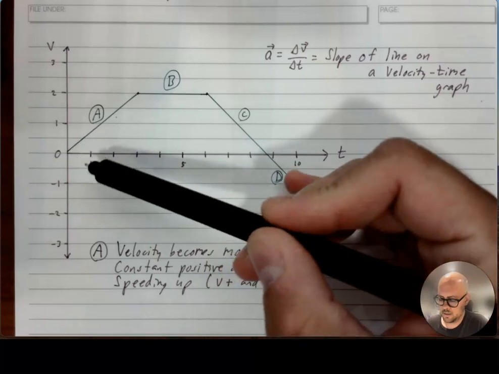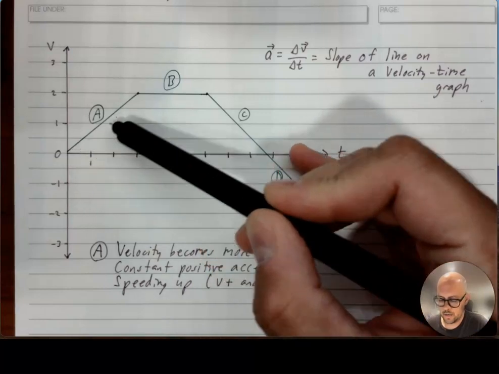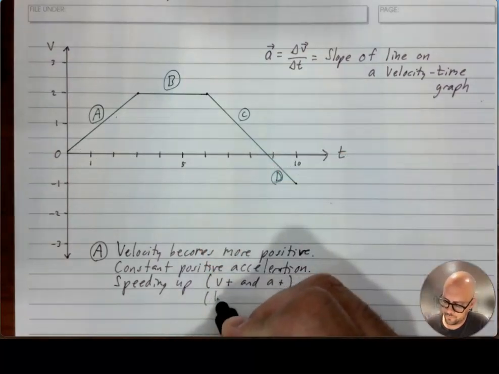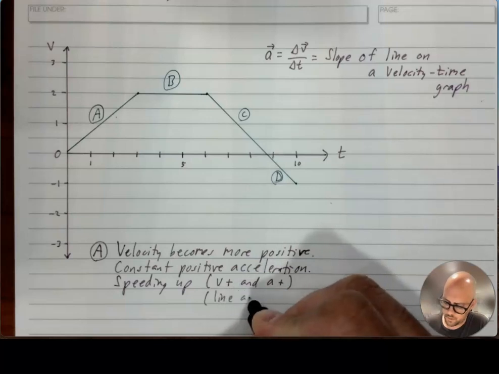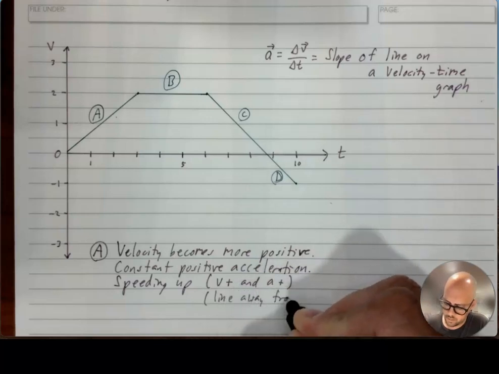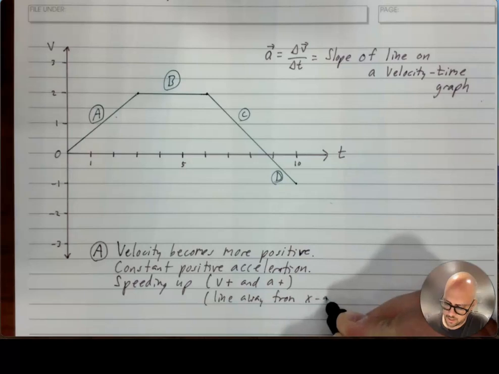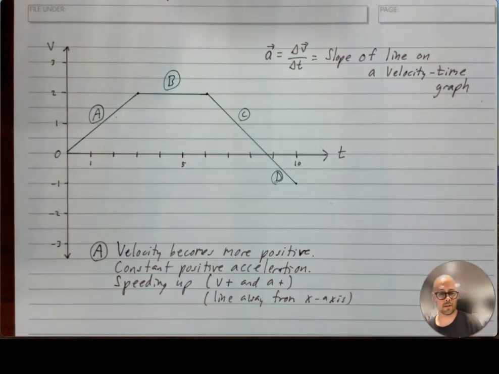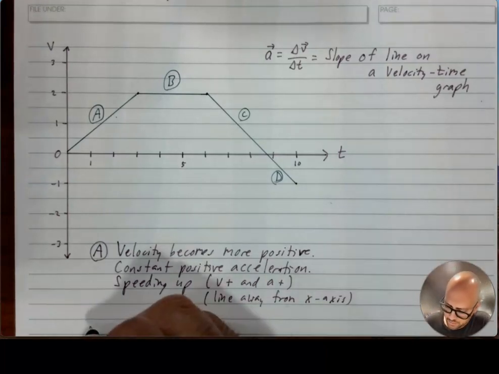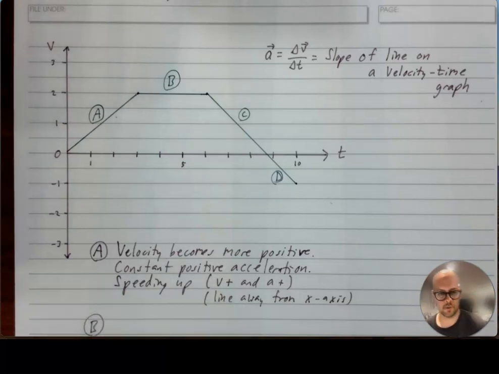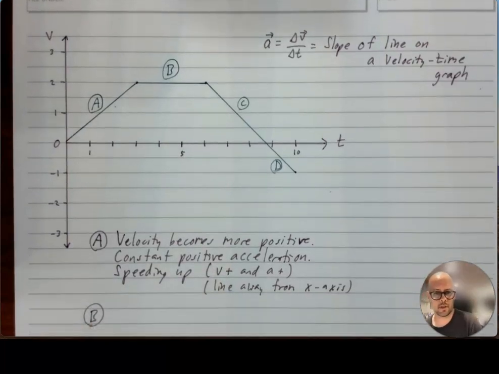This line is trending away from 0. So the line is moving away from the x-axis. So that object is speeding up because the magnitude of the velocity is increasing. Cool. So there's a lot of ways to talk about these graphs, and so that's that first segment.